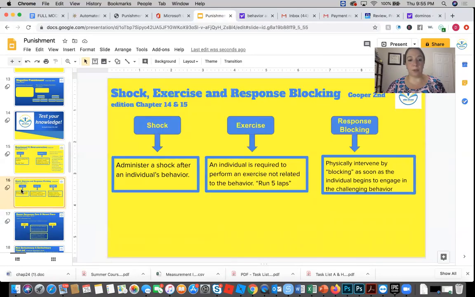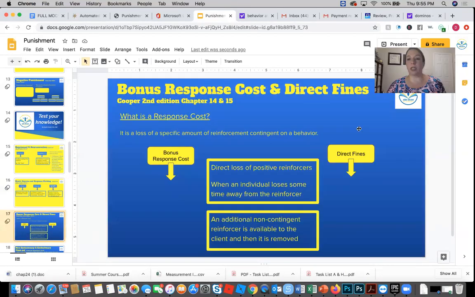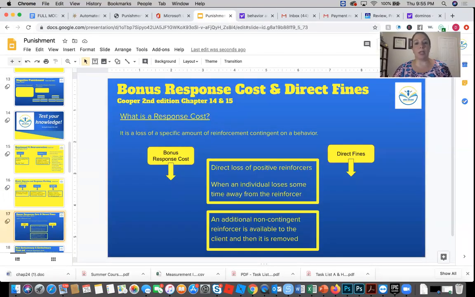Does anybody have an example? I mean, a question before I move on? No, thank you. Okay, then we're gonna go over really quick bonus response cost and direct fines. All right, so we're gonna do the same thing. First, I'm gonna say, what is a response cost? It is a loss of specific amount of reinforcement contingent on a behavior. Okay, so we're losing something because something occurred, and that's why we're losing it, okay? So direct loss of positive reinforcers, when an individual loses some time away from the reinforcer.